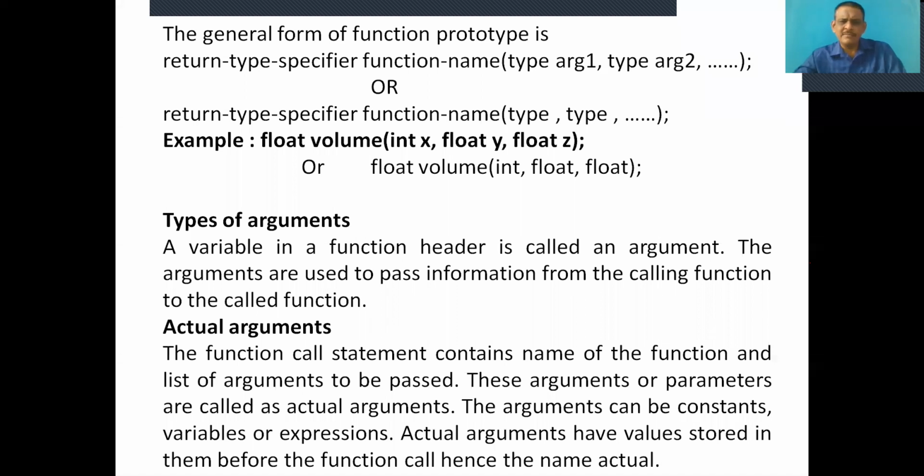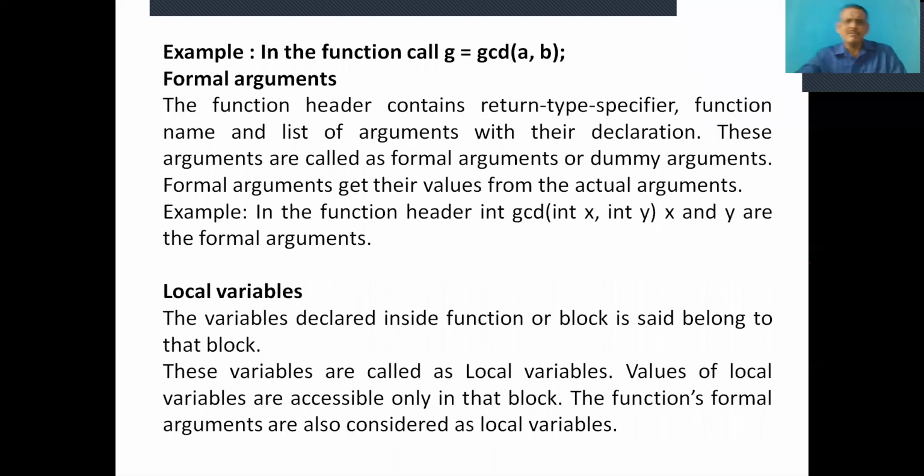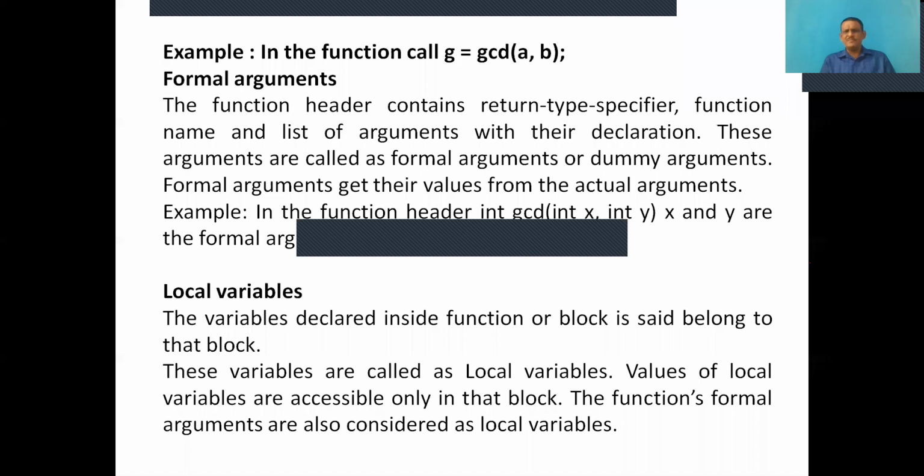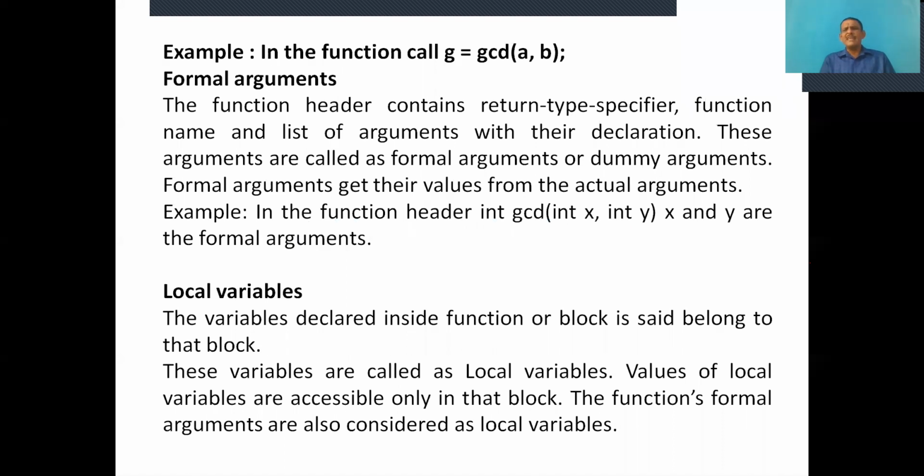Then the next one. The example is given: G equal to GCD of A comma B semicolon. In this case, G is a variable, GCD is the name of the function, and A and B are the arguments. They are called actual arguments because GCD is a calling function.